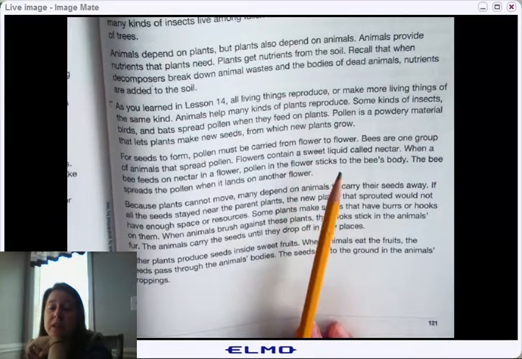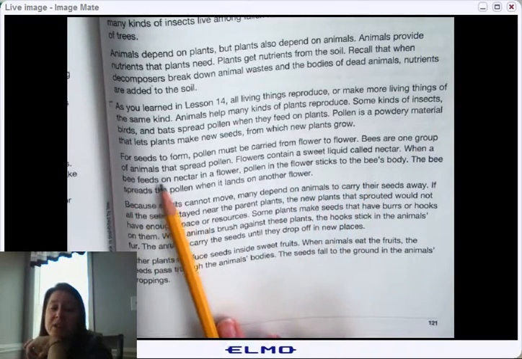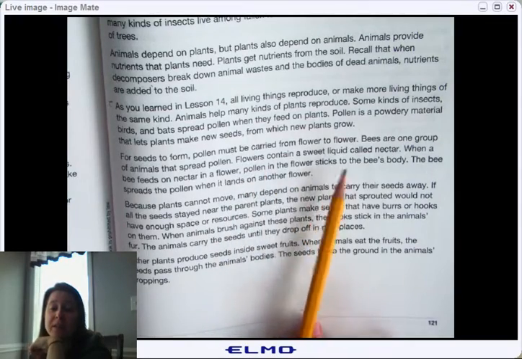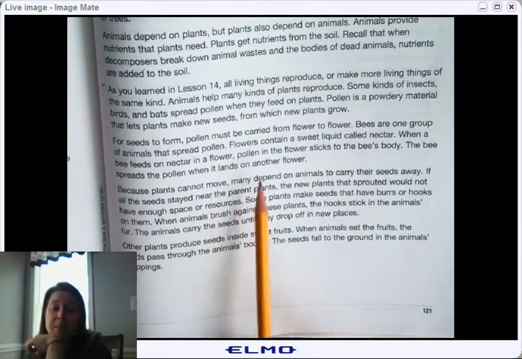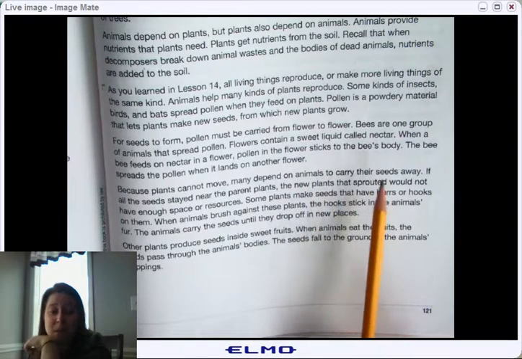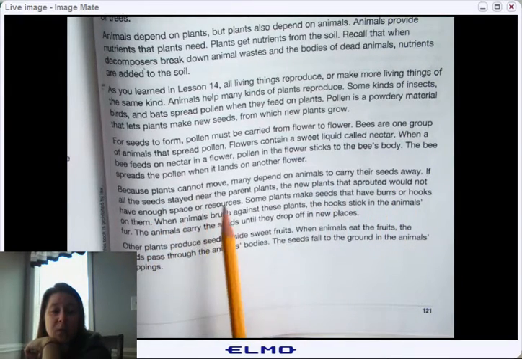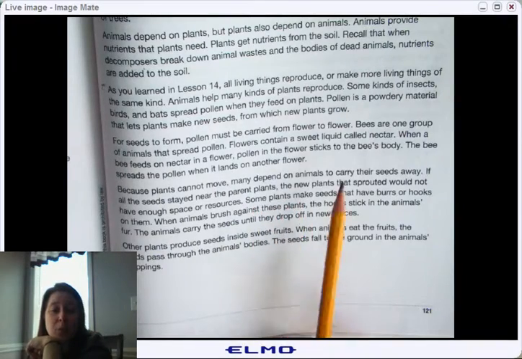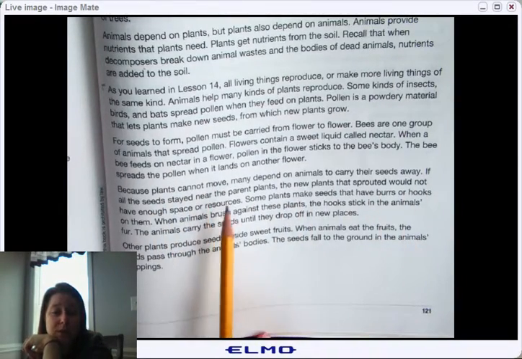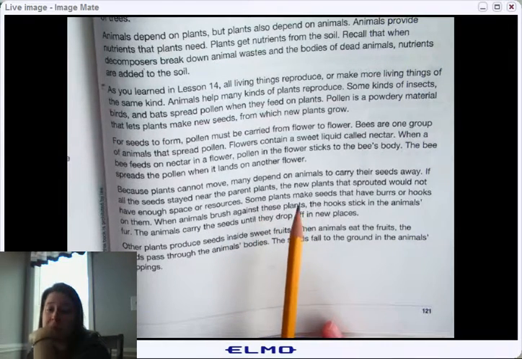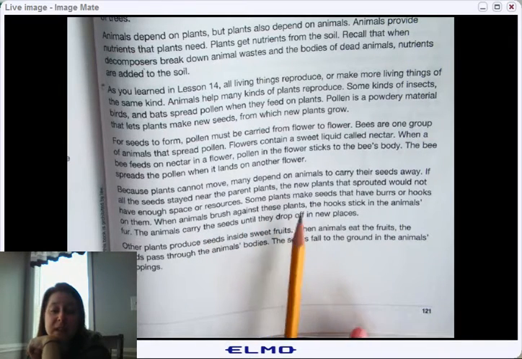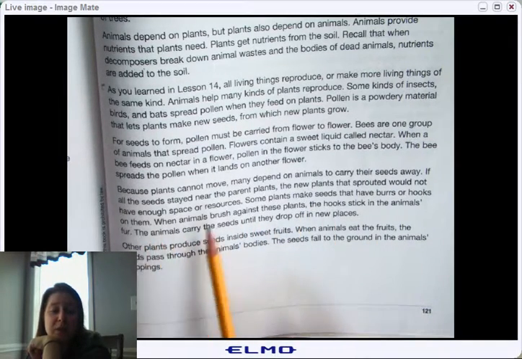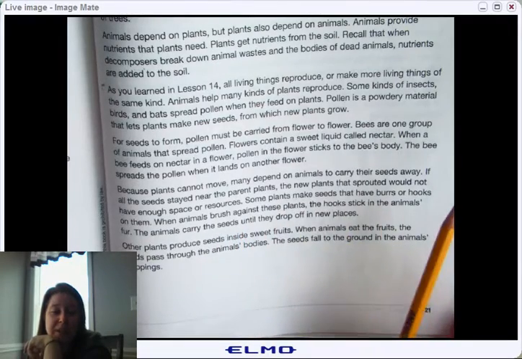Flowers contain a sweet liquid called nectar. When a bee feeds on nectar in a flower, pollen in the flower sticks to the bee's body. The bee spreads the pollen when it lands on another flower. Because plants cannot move, many depend on animals to carry their seeds away. If all of the seeds stayed near the parent plants, the new plants that sprout would not have enough space or resources. Some plants make seeds that have burrs or hooks on them. When animals brush against these plants, the hooks stick into the animal's fur. The animals carry the seeds until they drop off in new places.